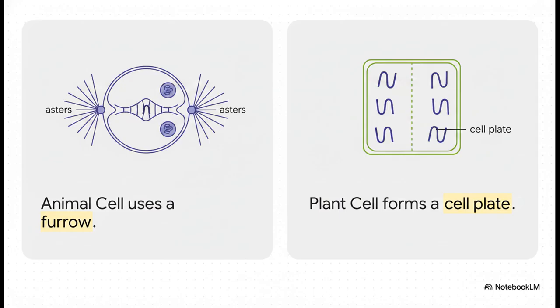Furthermore, recall what we mentioned earlier. Animal cells have those star-like asters radiating from centrioles during division. Plant cells do not have centrosomes, so they don't form asters at all.